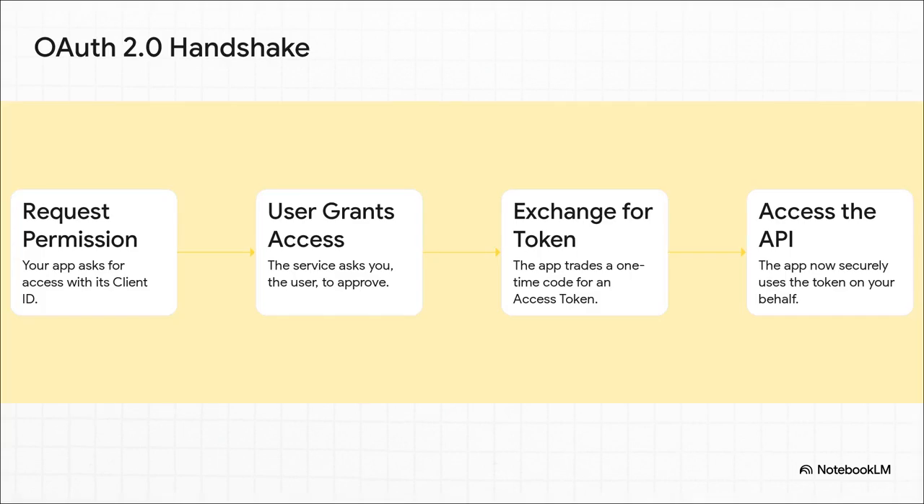First, the app you're using says, "Hi, I'd like some access," and shows its ID card, the client ID. Second, the service, like Google, turns to you and asks, "Yo, is this okay?" And you click approve. Now, this third step is absolutely crucial for security. The app gets a temporary one-time use code. It then, secretly, on the back end, trades that code in for the real, powerful access token. This means the token is never exposed in your browser. And finally, the app uses that token to do its thing on your behalf.